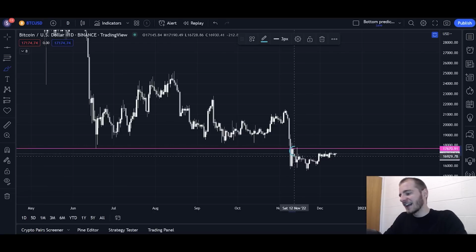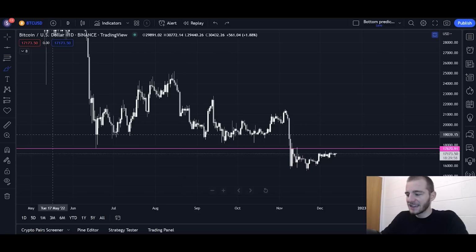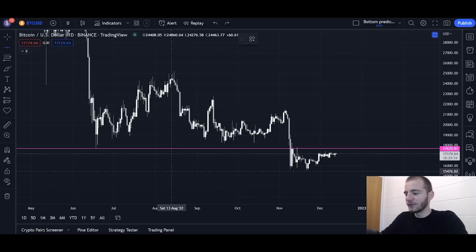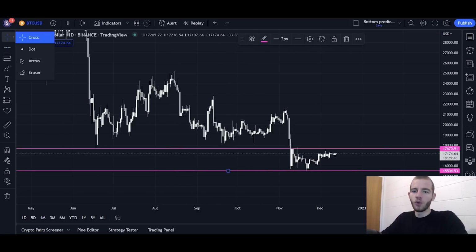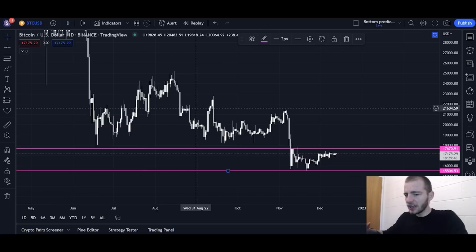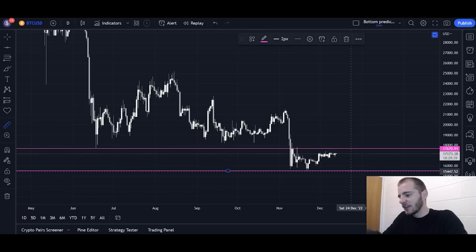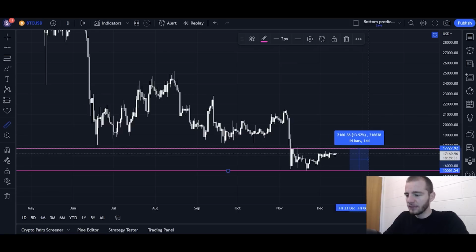It is now acting as a rejection point, meaning it is the top of the local range. 17.6K, again, top of the local range. That is the critical level to watch to the upside during these events. The critical level to watch to the downside during these events is 15.5K, which is the bottom of the local range, right? So we have a very clear range here on Bitcoin between 15.5 and 17.6. That range spans about 2,100 to 2,200 USD. It's a 13 to 14% range.